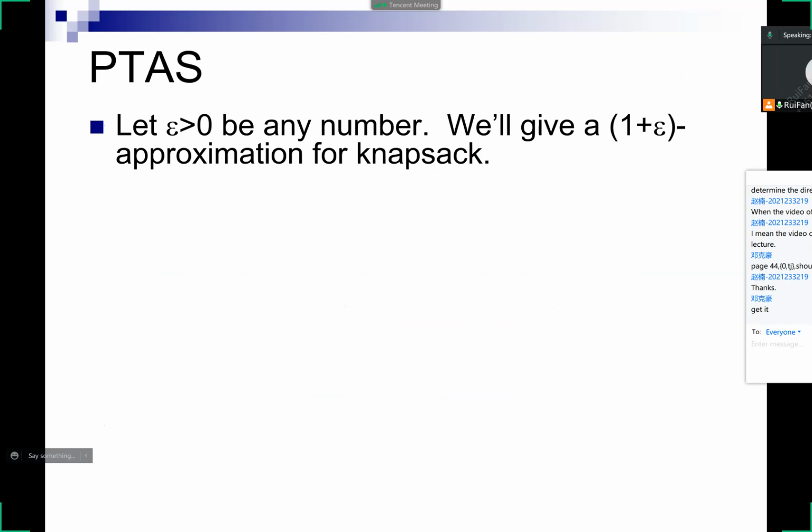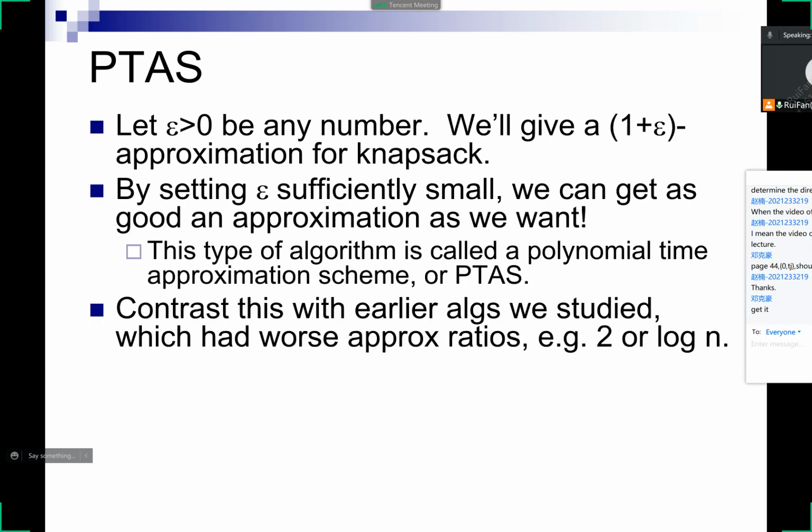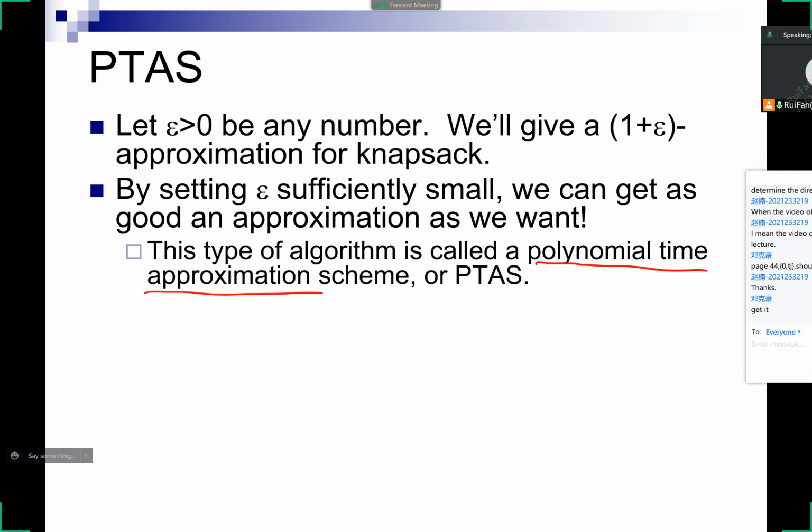So the type of algorithm we're going to give is called a PTAS. So this stands for polynomial time approximation scheme. And the way this works is that for these PTAS algorithms, you can give me any positive epsilon. It can be a very small number, like 0.01. Then this PTAS algorithm will give you a 1 plus epsilon approximation for the knapsack problem.